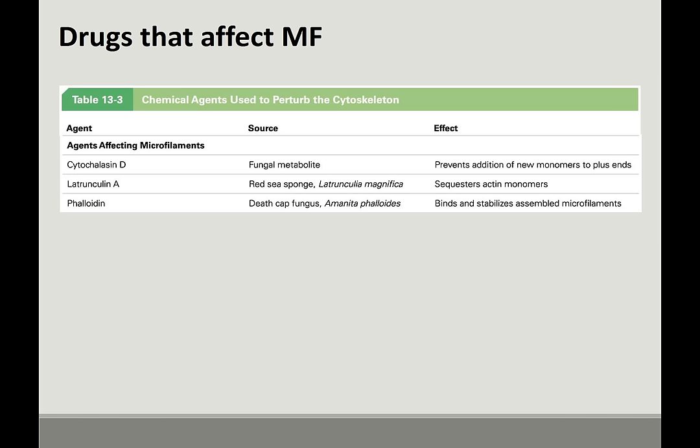I added this slide, it wasn't in the original slides I put, but this is just a continuation of table 13.3 from your textbook. Talking about some of the drugs or chemical agents that can affect microfilaments. So for instance, cytochalasin D prevents addition of new monomers to the plus end. So the microfilaments will not continue to grow at the plus end, and it actually helps prevent loss. It's kind of like a cap. But remember, you still have that minus end that could slightly grow, slightly lose.